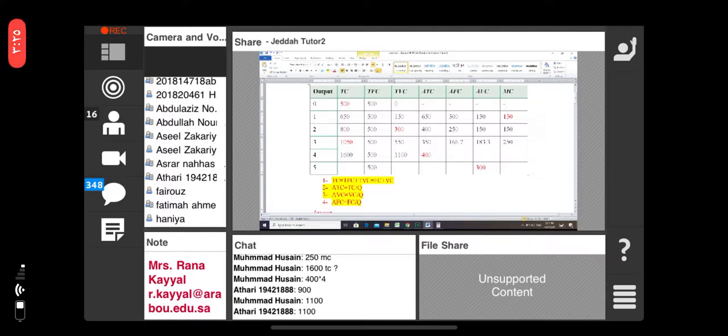Okay, good. Average fixed cost equals fixed cost divided by quantity, which is... average variable cost... okay.